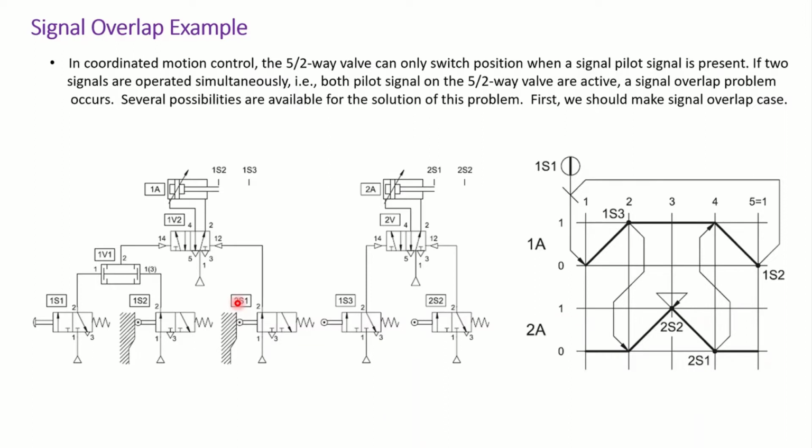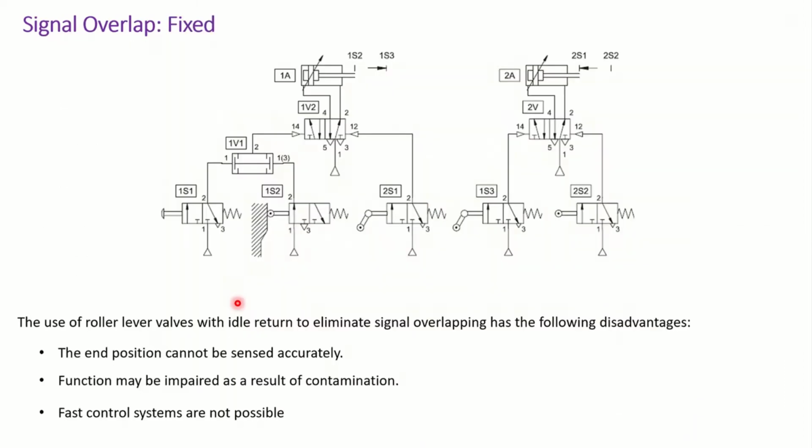So that is one approach for fixing this issue, but there are a few disadvantages for that. Let's see what those disadvantages are. One point is, because instead of the fully retracted position we are choosing a position a bit before it, and for the fully advanced position we are again choosing a bit before it, we cannot sense the end and the initial position accurately. Another point is that function may be impaired as a result of contamination. So that is another issue that we can have. And also, fast control systems are not possible when we are dealing with this type of actuation.